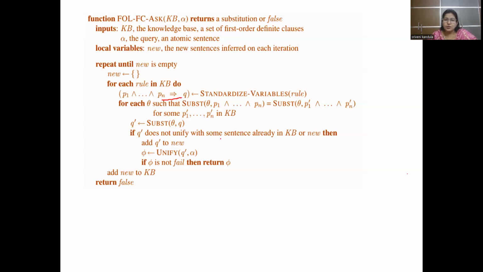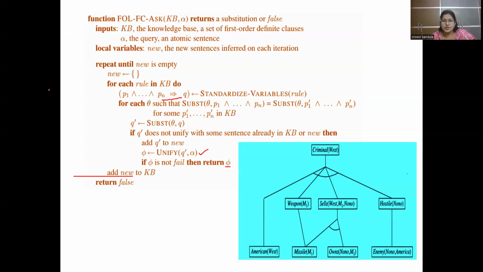If q dash does not unify with some sentences already in the knowledge base, if it is not there, then we will be adding this q dash to new, and then you will try to unify it and add it to the knowledge base. Then if phi is not fail, then we will be returning phi. That means you have derived some new knowledge, so you will be adding new to the knowledge base. Otherwise, it returns false. Let us see our example.